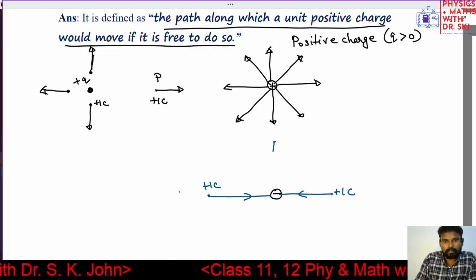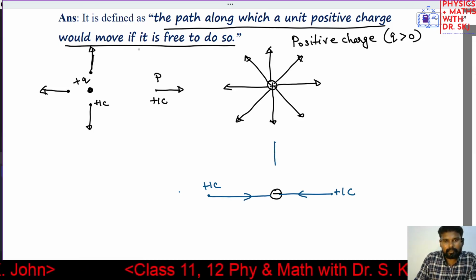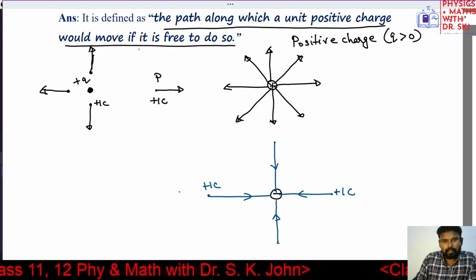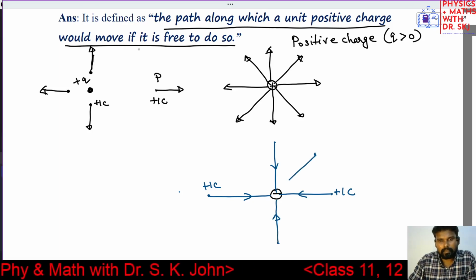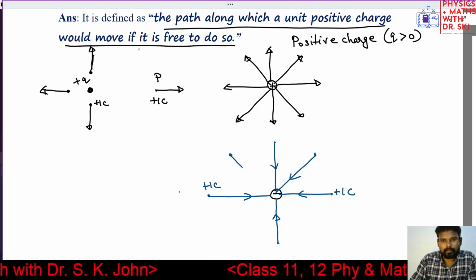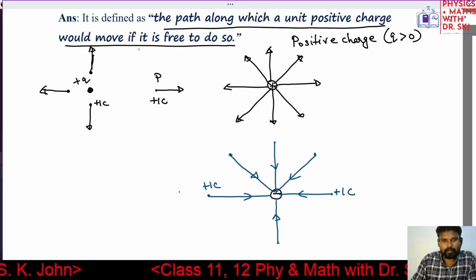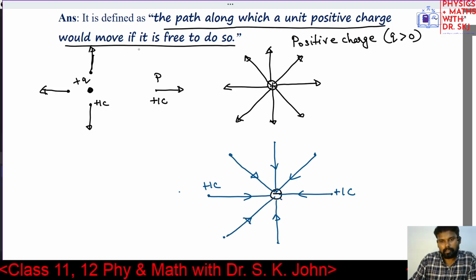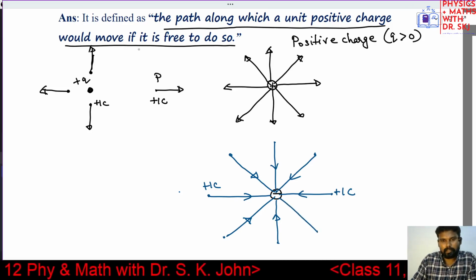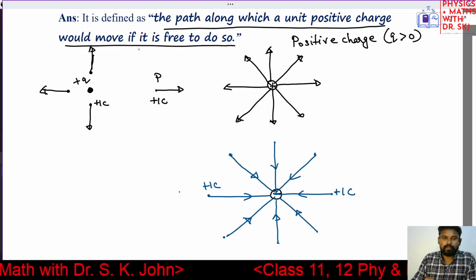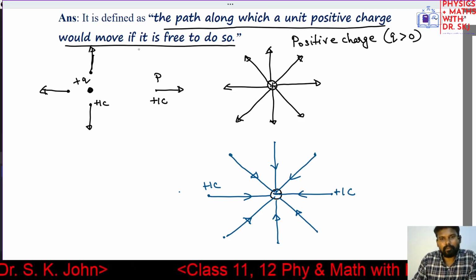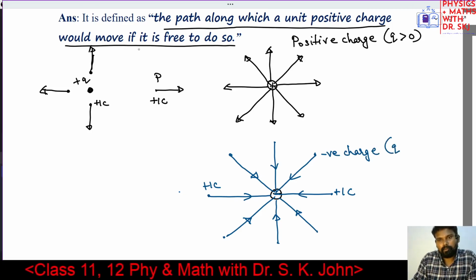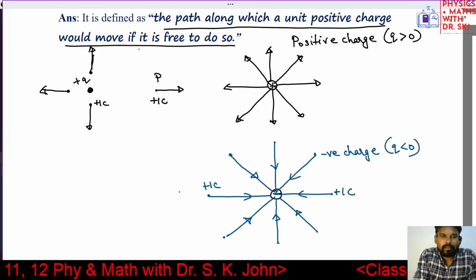If the plus one coulomb charge is placed here, it will be attracted in this direction. If it is here, it will be attracted in this direction, and so on. So this is how we draw the electric field lines of a negative charge, Q less than 0.